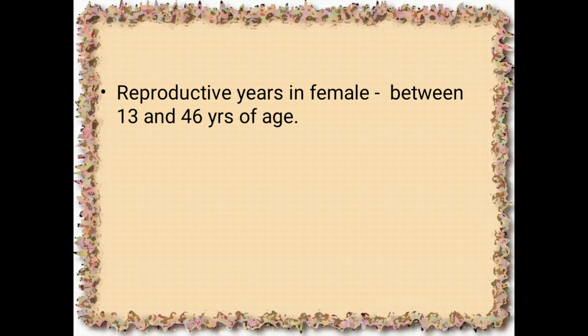So the life of woman can be divided into 3 periods. From birth to menarche, and then from onset of puberty to the onset of menopause, and then postmenopausal period. So 3 periods. If you take the reproductive years in females, it is between 12 and 36 years of age.